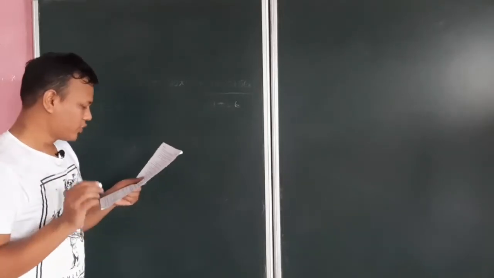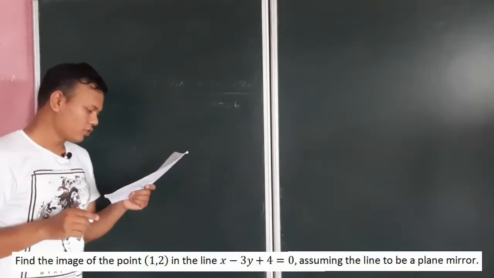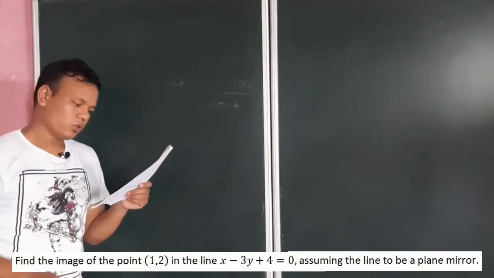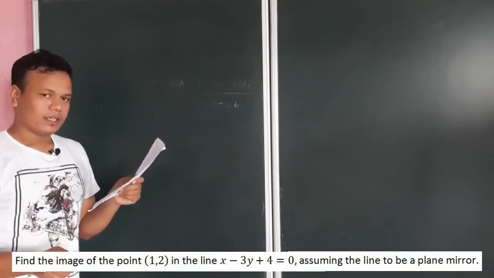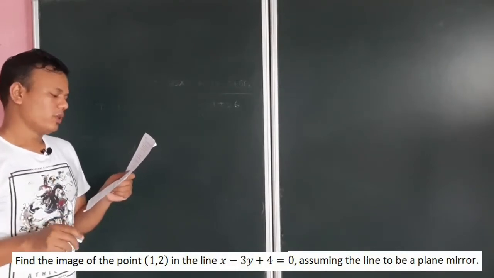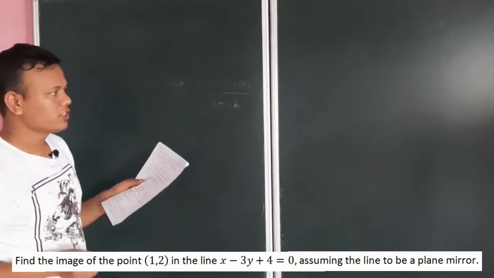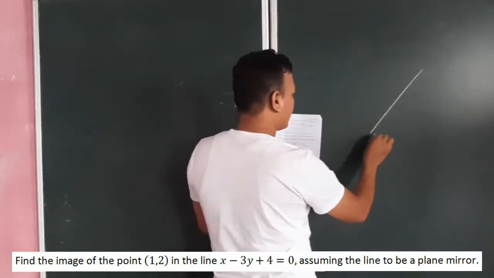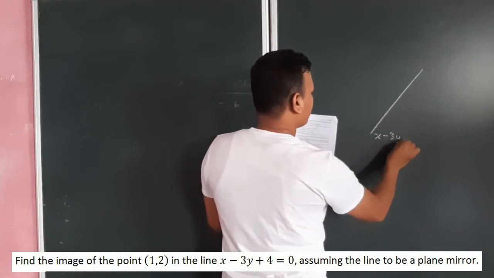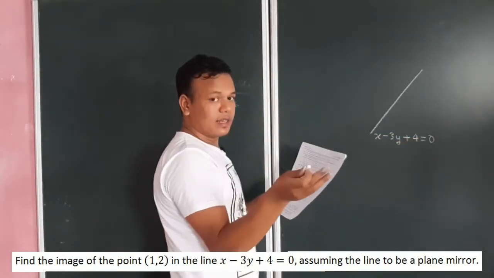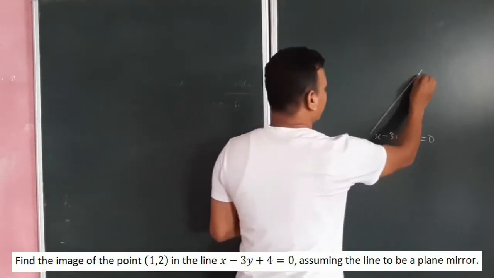Okay, let's have a look at question number 33 now. Let me read the question for you. The question says, find the image of the point 1, 2 in the line x minus 3y plus 4 equals 0, assuming the line to be a plane mirror. So there is a line given to you, and that line is x minus 3y plus 4 equals 0, and this line is acting like a plane mirror for you.